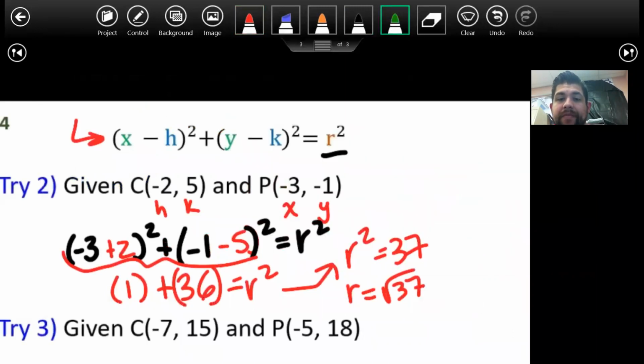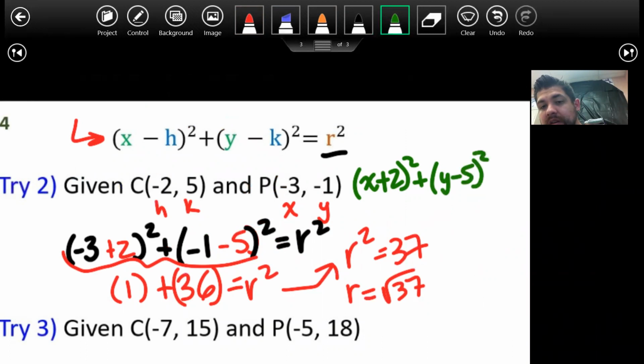I'm going to go ahead and write the equation using my center. This will be X plus 2 squared plus Y minus 5 squared is equal to 37. In this case, square root of 37 squared is just 37, so we don't have to really do anything with this one. So I'm going to leave that one alone.